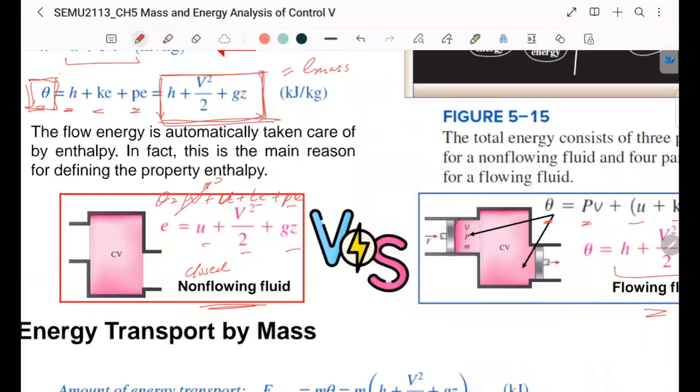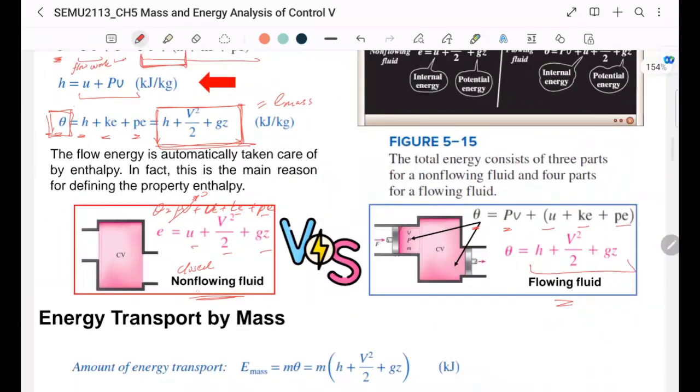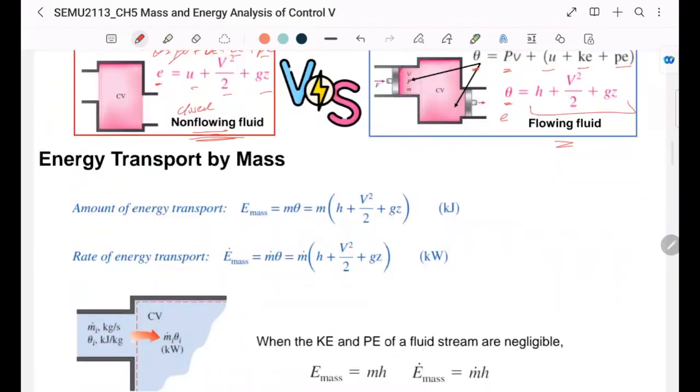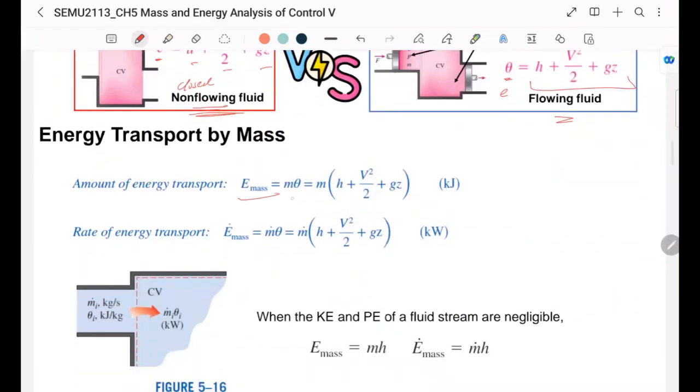Okay, so for non-flowing fluid, we definitely write as E, but then just to differentiate it, here we write as theta. But it's literally the E basically. So it's really the same E that we're talking about here, which is what you can see here. The E mass is really m multiplied with theta.